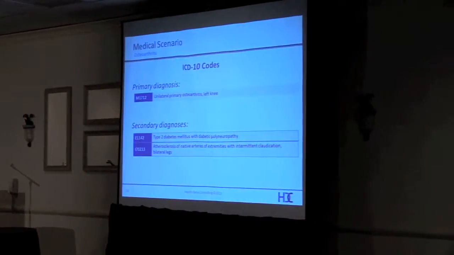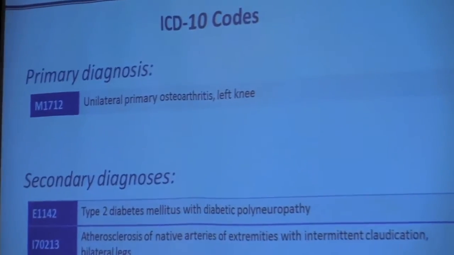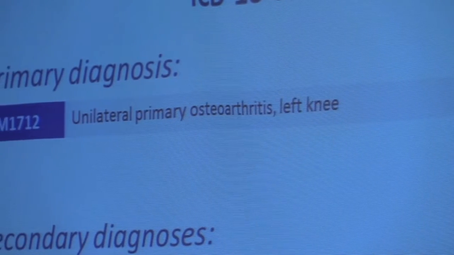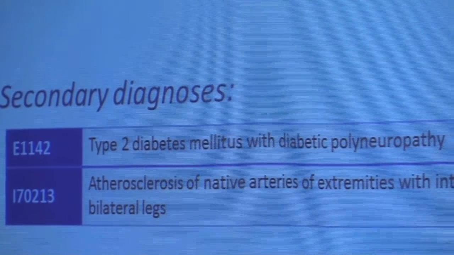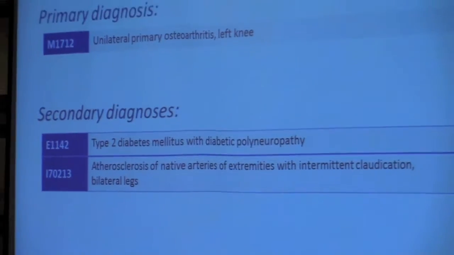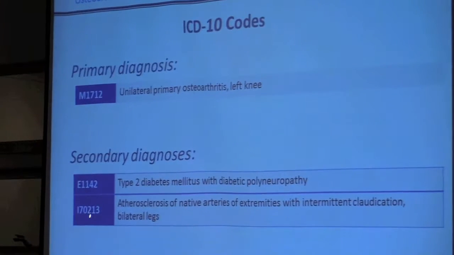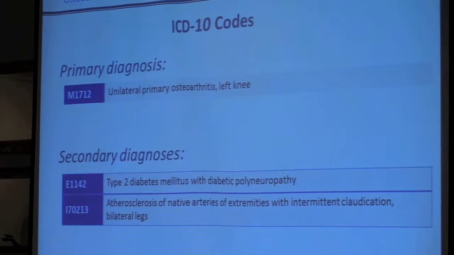So here's our codes. Unilateral primary osteoarthritis of the left knee. Seems like that would be a bit redundant, doesn't it? How could you have bilateral of the left knee? I don't know. But anyway, that's the code. And a secondary diagnosis, type 2 diabetes mellitus with diabetic polyneuropathy. We used to use 2 codes for that. Now we have 1. And atherosclerosis, native arteries of the extremities with intermittent claudication, bilateral legs. Right? Those are the codes that we capture.